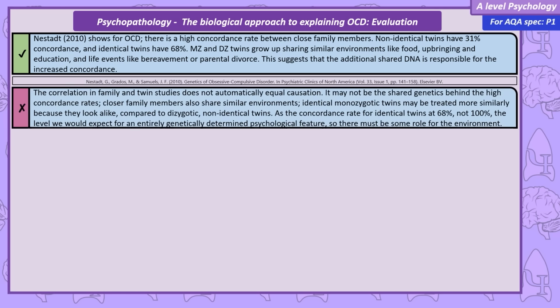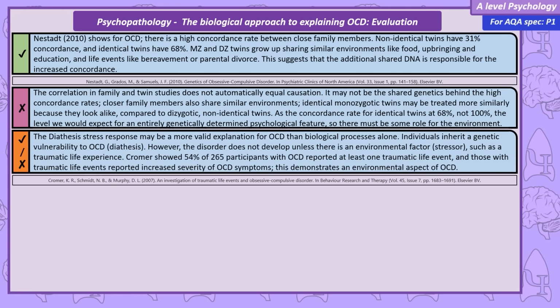But as you can imagine, there are issues with assuming it's the DNA that results in the high concordance rates. Closer family members also share similar environments. And even when it comes to twins, who do have similar experiences, it could be argued that identical monozygotic twins are treated more similarly, on the basis that they look identical, compared to dizygotic, non-identical twins. Also, the concordance rate, even for identical twins, is at 68%, not 100%, the level we'd expect for a feature that was entirely genetically determined. So there's likely a role for the environment.